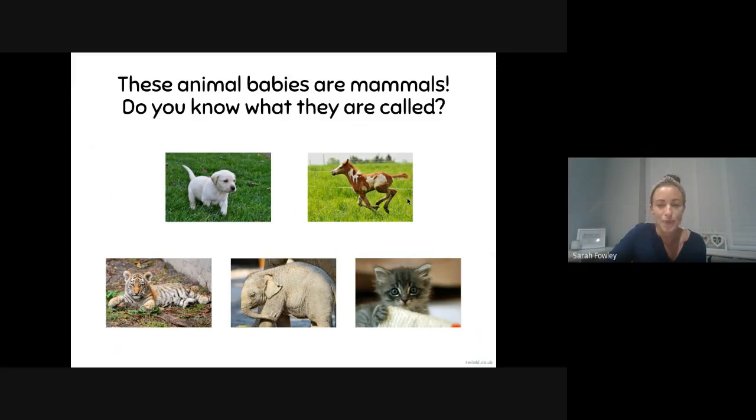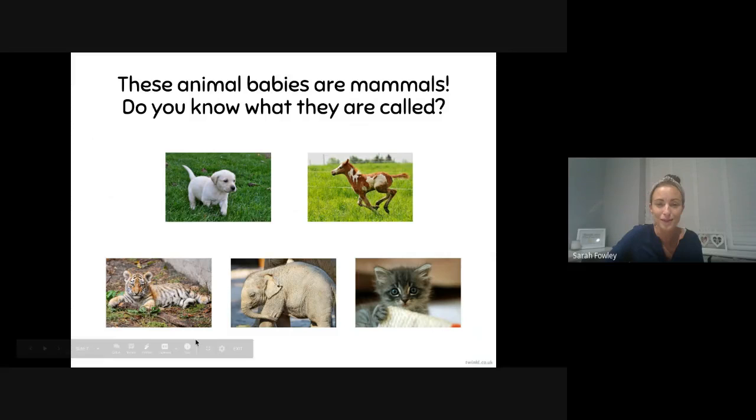What about this baby horse? Ooh, what could that be called? Some of you got that one. Well done. It's a foal. Fantastic. And we're back to our tiger here. What is a baby tiger called? It's called a cub. Brilliant.